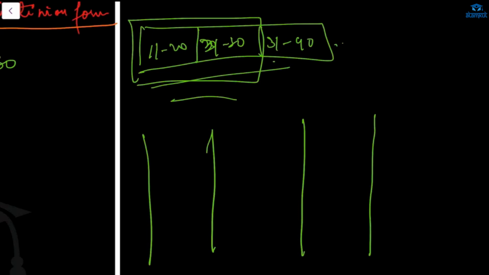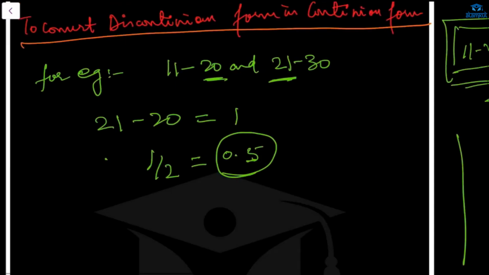Ma'am, here we've written 10.5, 20.5, 30.5, and 40.5, and 39.5? Yes, sorry, it will become 40.5. One more interval you have to include in the starting and in the bottom in this type of case, and since the frequency is not given in that range, you are going to write down zero frequency.